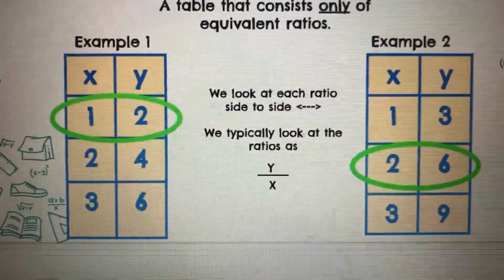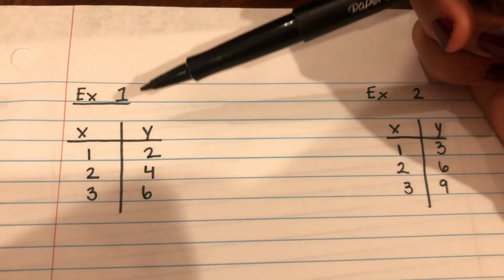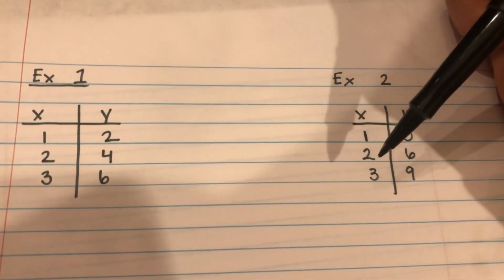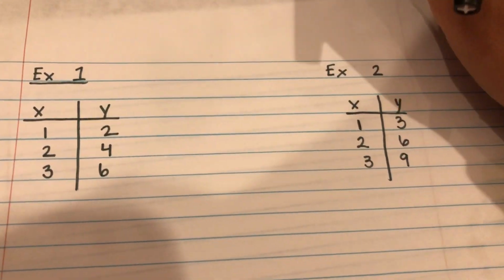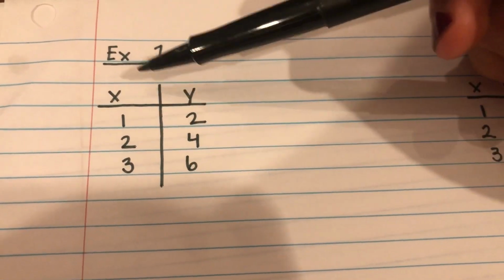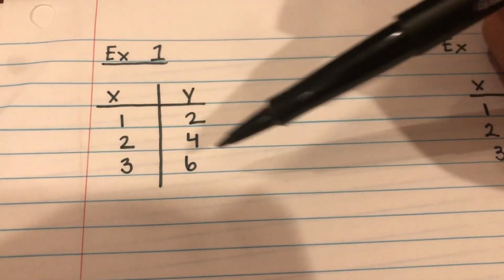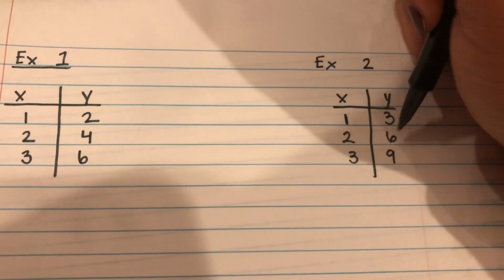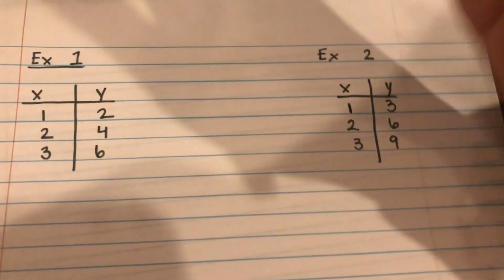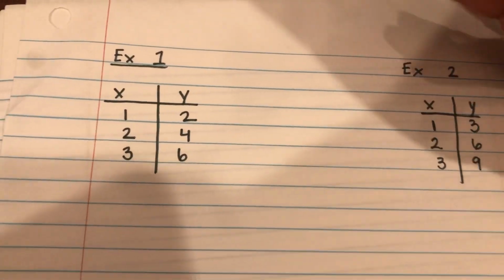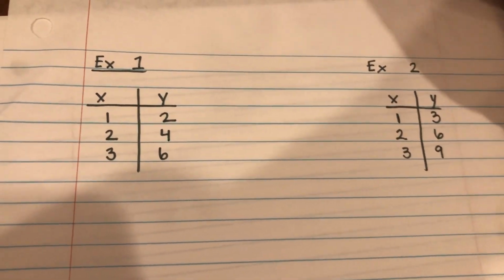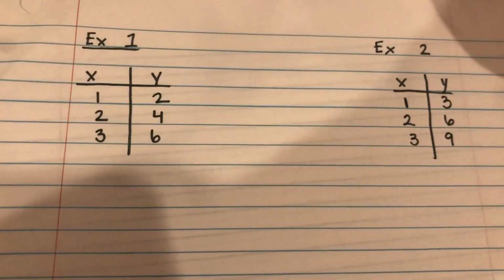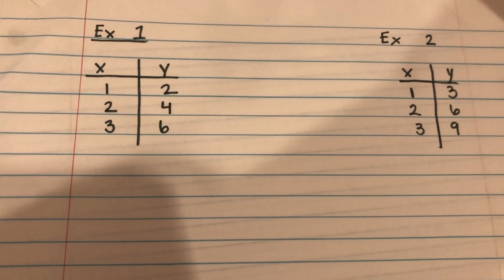So here's what I need you guys to do. In your notebook, you have example 1 and example 2. I want you to quickly pause the video if you need to and write down this table. So x to y: 1 to 2, 2 to 4, 3 to 6, which is example 1. And example 2 is 1 to 3, 2 to 6, and 3 to 9. So here's how I want you to show your work. I know that a lot of you already know this, but we need to practice how we are going to show our work when we have proportional tables.